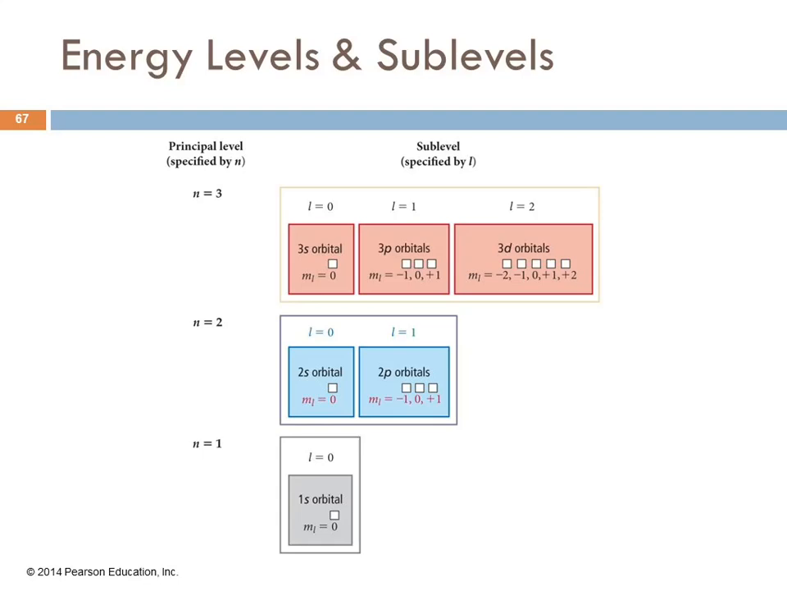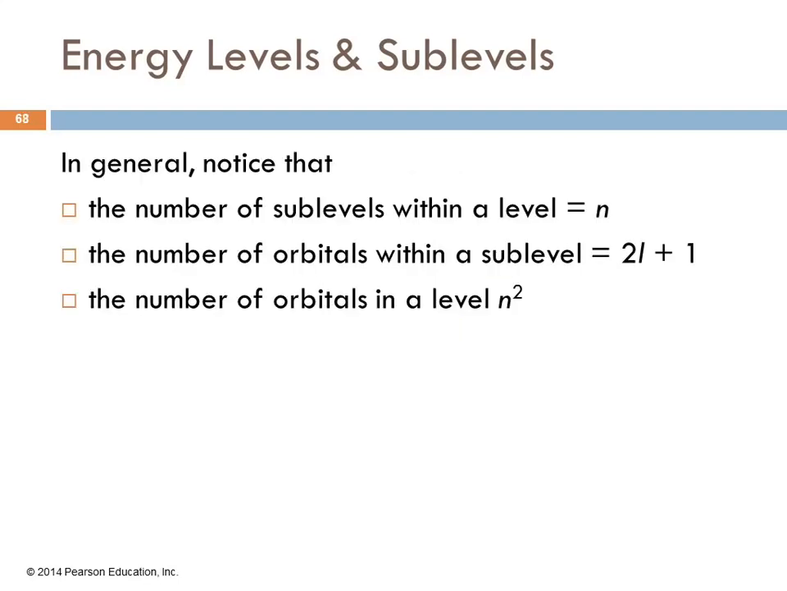Wait, I thought L was like n minus 1. It can go up to n minus 1. L starts at 0 and goes up to n minus 1. And then m sub L is plus L to minus L, including 0. So in general, the number of sublevels within the level is equal to n. The first level has 1 sublevel, the second has 2 sublevels, the third has 3 sublevels.